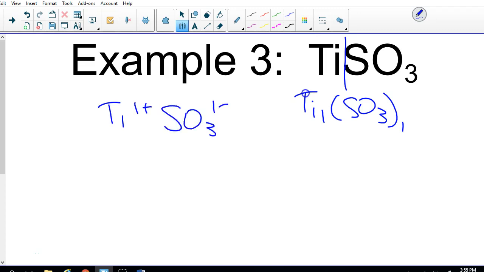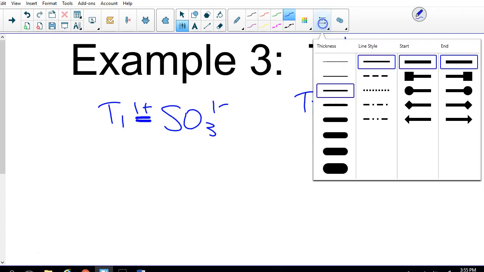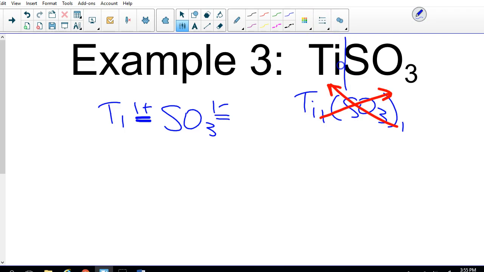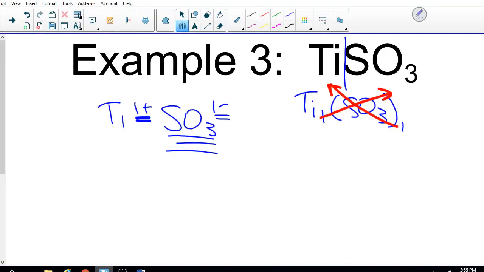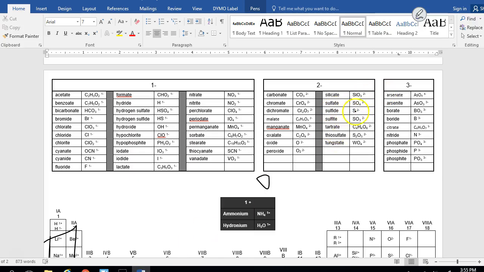Remember that. This one is coming up, this one is coming up, and then it's going to be positive first and negative second. Check this, should this be a minus one? So you're going to look on your ion sheet. And SO3 should be a minus two.